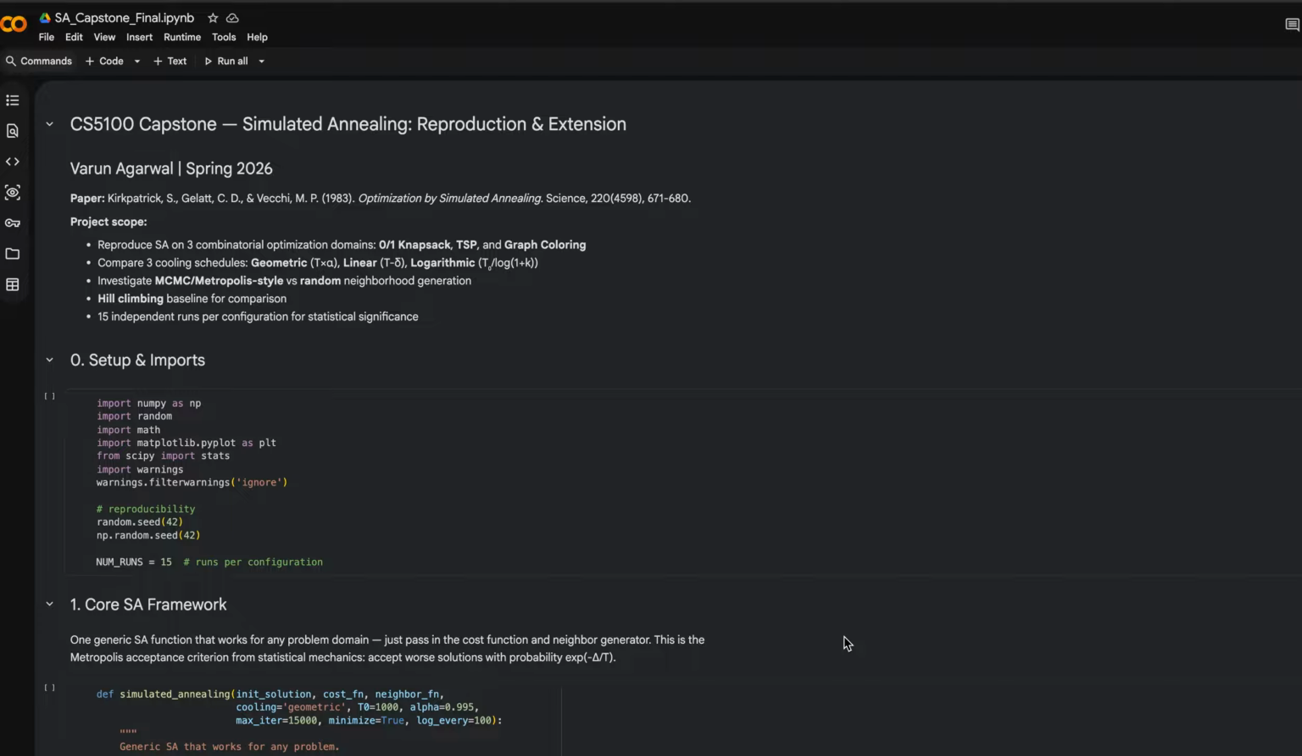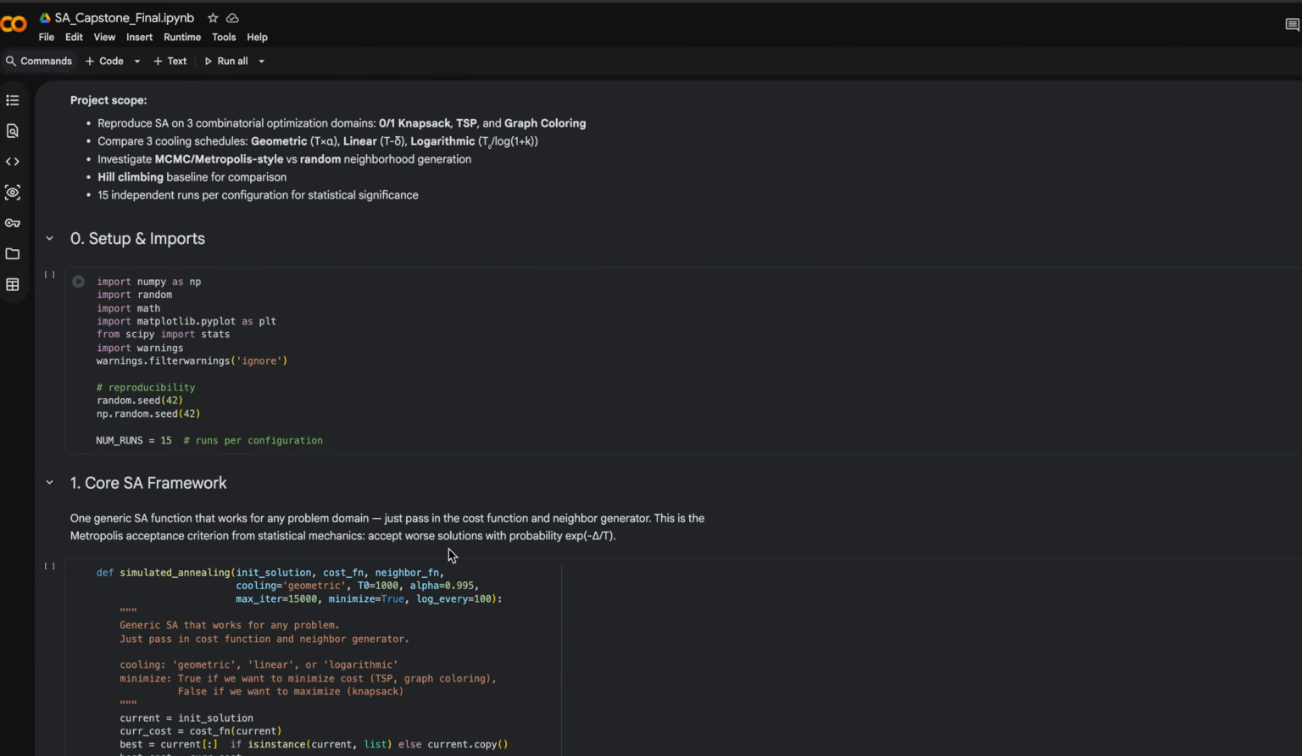The original paper tested on VLSI circuits. I'm testing on three NP-hard problems: knapsack, TSP, and graph coloring. Comparing three cooling schedules and MCMC versus random neighbors. 15 runs per config. So let's start with the first function.